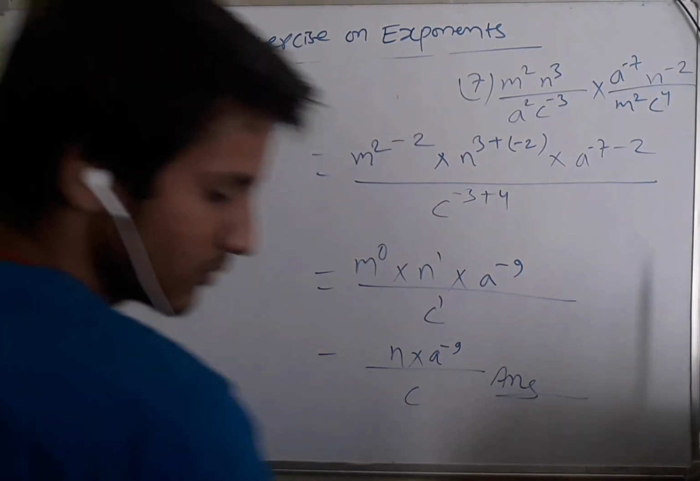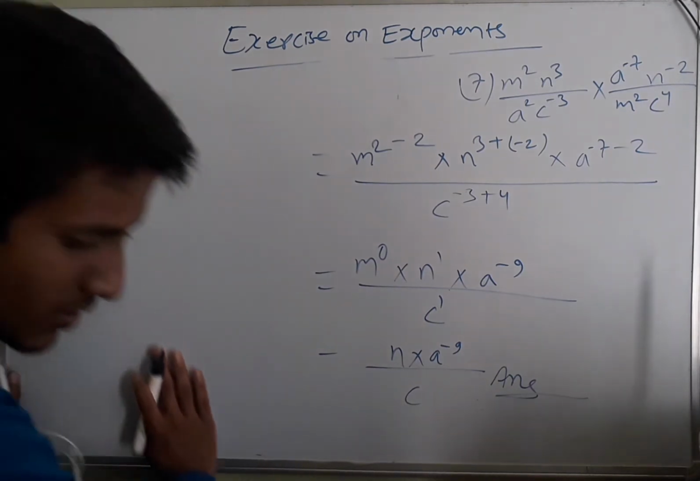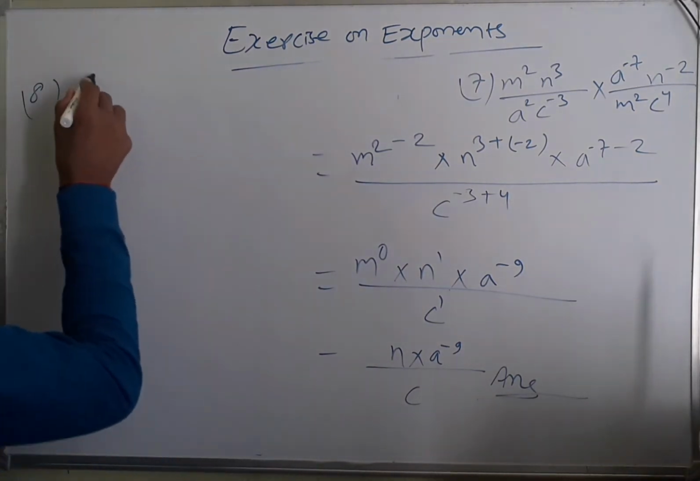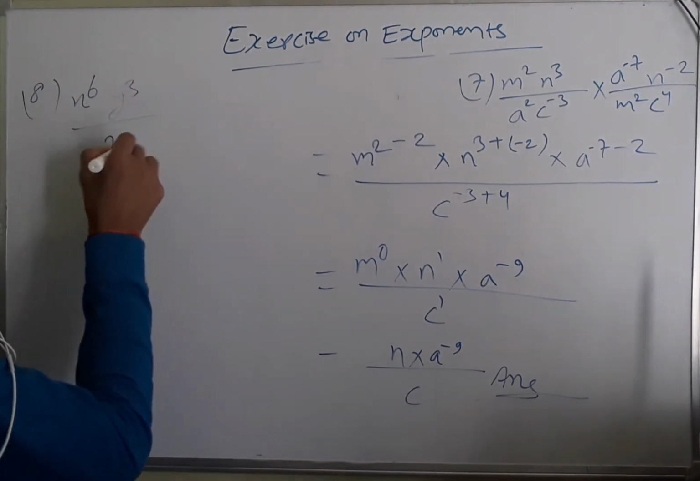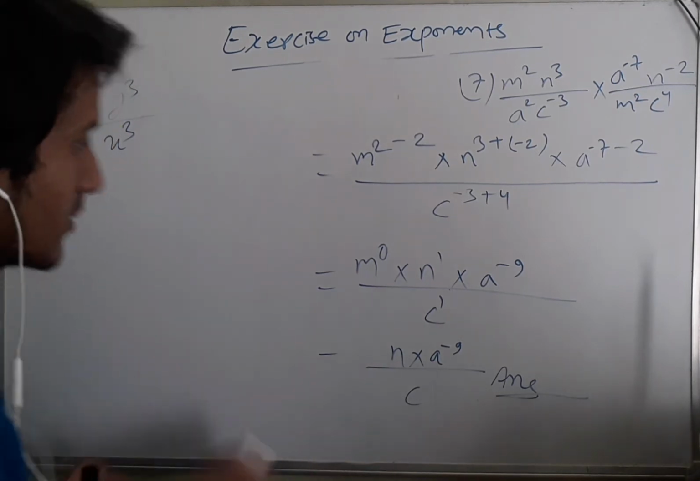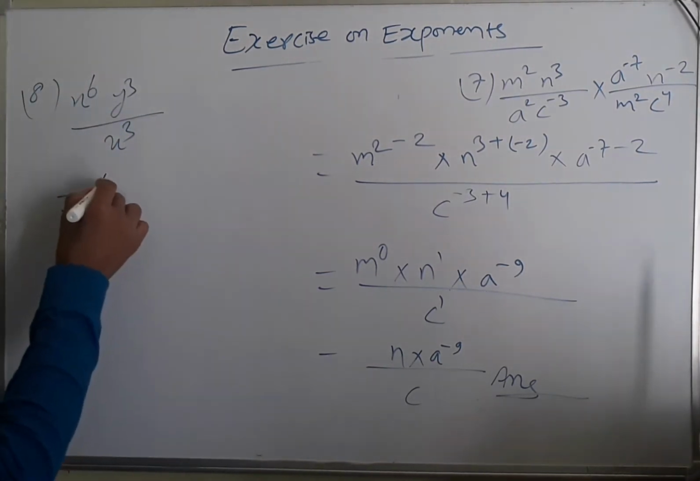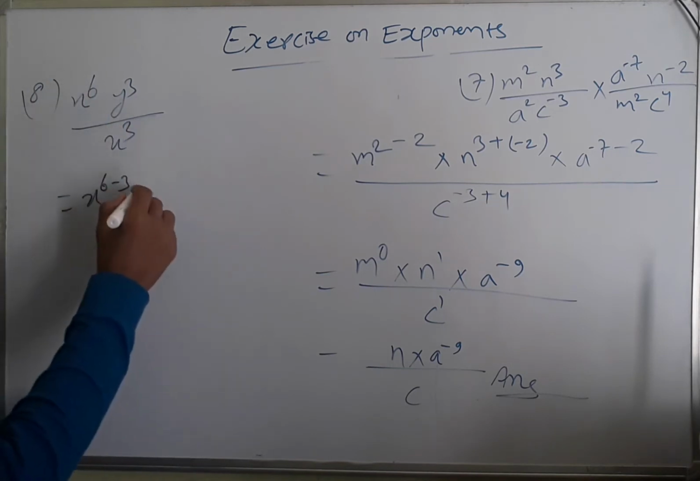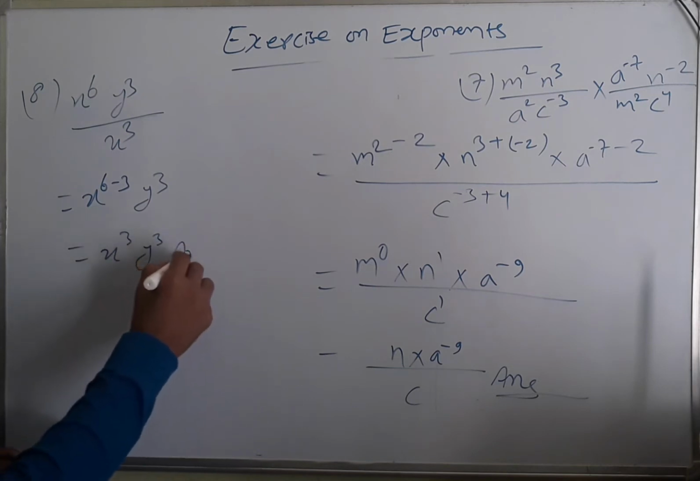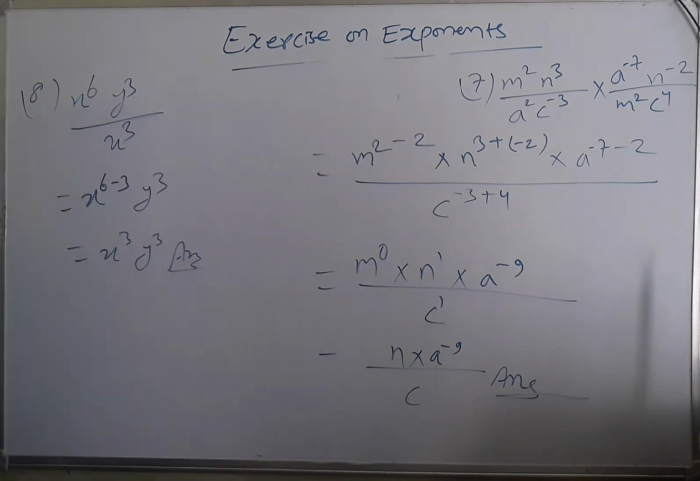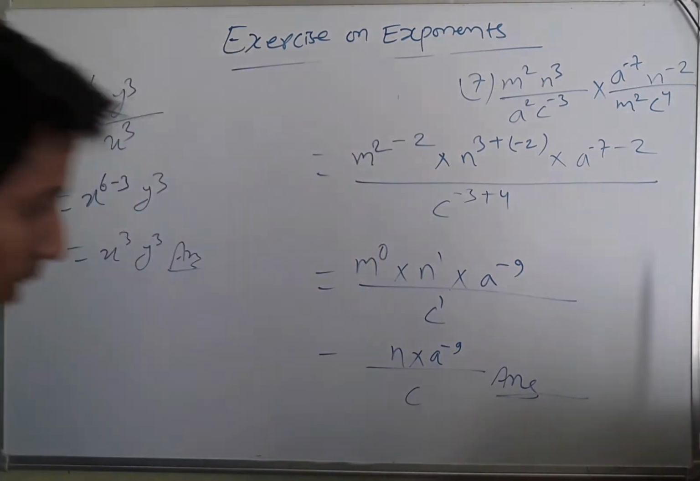The next problem, number 8, is it? Let me just copy this. It is x to the 6 y cubed divided by x cubed. Can you see this on camera? This should be equal to x to the 6 minus 3 y cubed, and this should be x cubed y cubed, and that's your answer. You can solve more than this, and these were very simple problems.